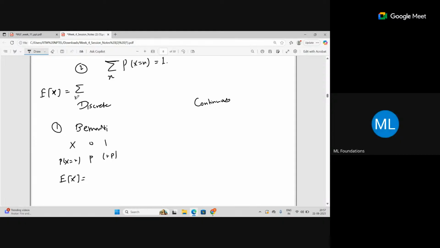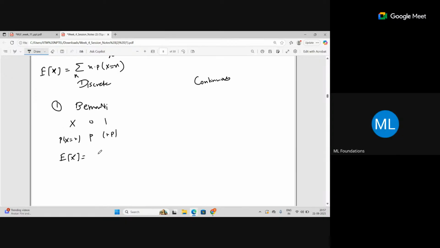So x is the value taken by the random variable. I think I have written it wrongly. It should be like this: the product of success here and 1 minus p here. So it will be 0 into 1 minus p plus 1 into p, which is equal to p. And the variance of x is p into 1 minus p.